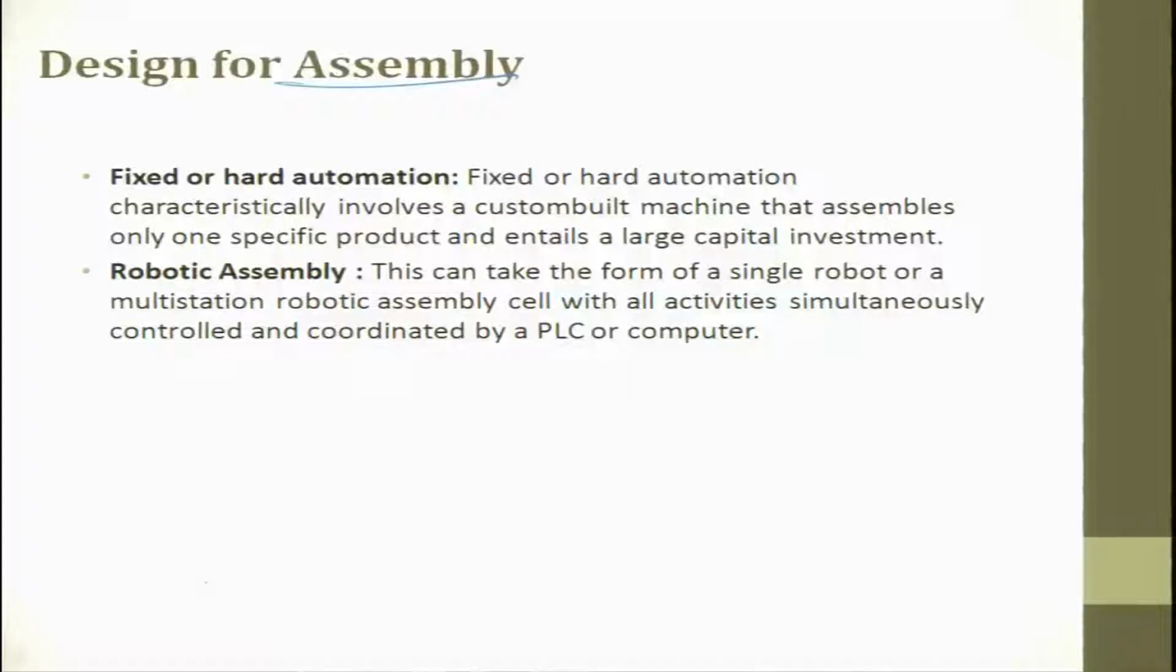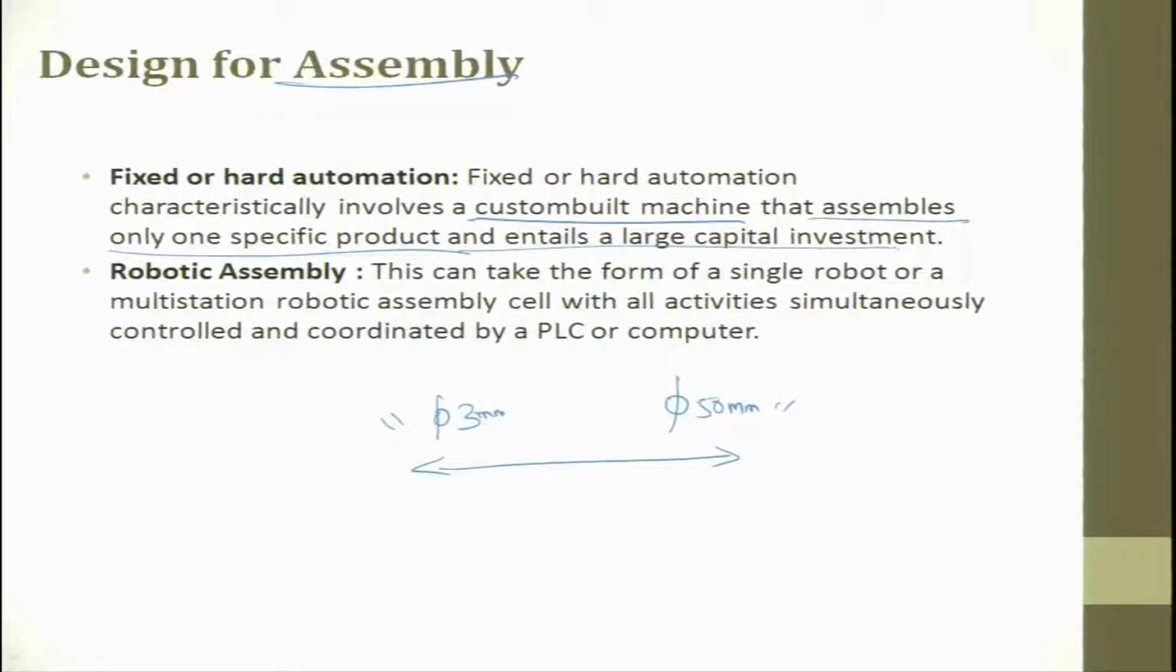When you do hard automation, the operation you can do is within a fixed bracket. For example, the diameter of the shaft can be 3 millimeter, or the diameter of the shaft can be 50 millimeter. So, it can handle cylindrical shafts within this diameter range. And if it is only handling a shaft without doing anything else, then hard automation is very good. So, fixed or hard automation characteristically involves a custom built machine that assembles only one specific product and entails a large capital investment.